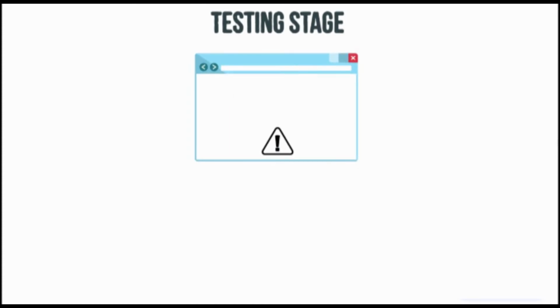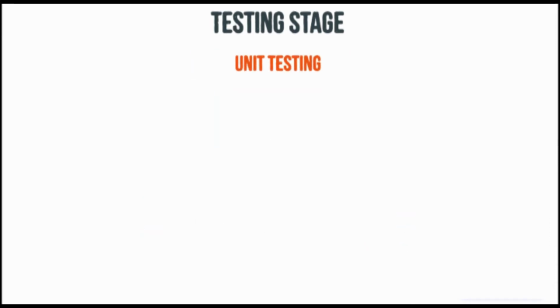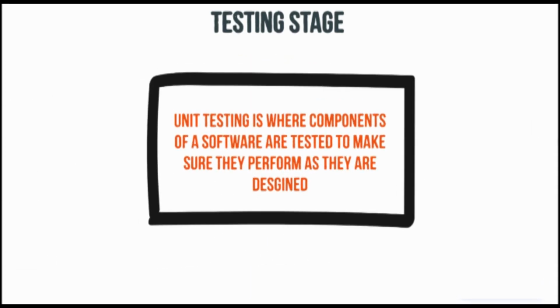In the testing stage, identifying potential errors in the website is important so they can be fixed before it is launched for public use. One example is unit testing. Unit testing is where specific units or components of a software are evaluated to make sure they are working as designed.